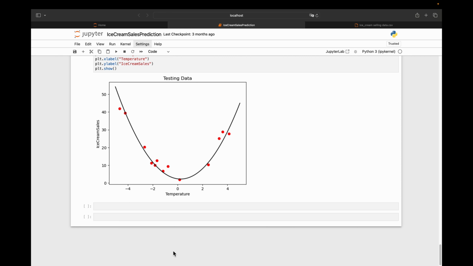Okay, so this is the idea of polynomial regression.